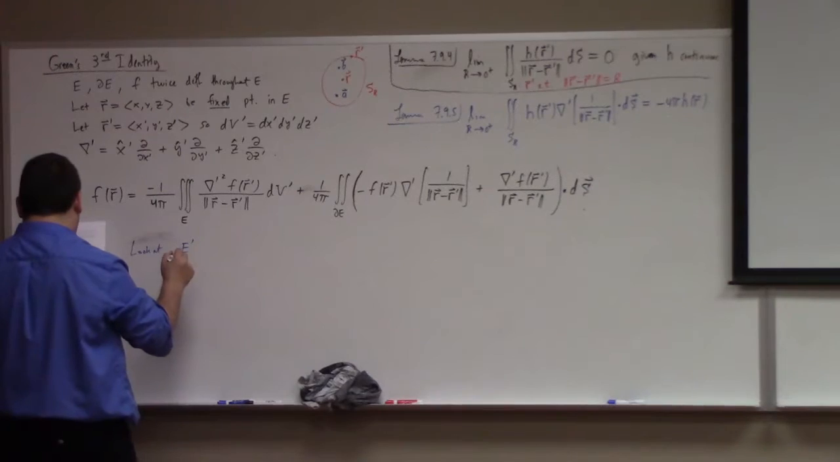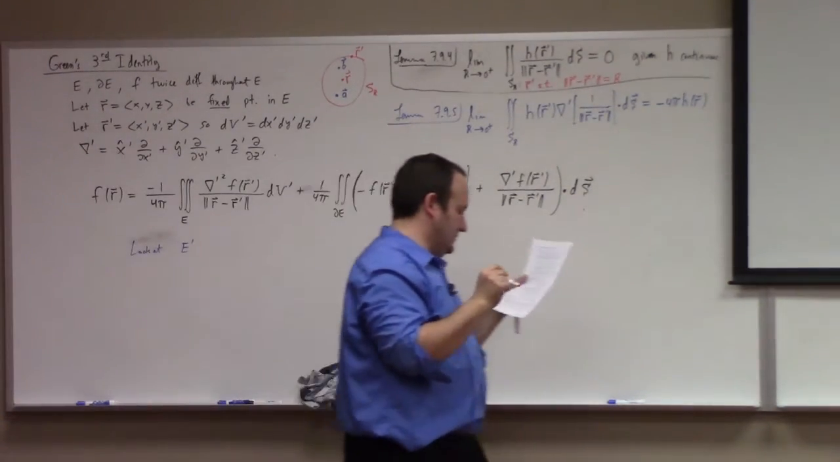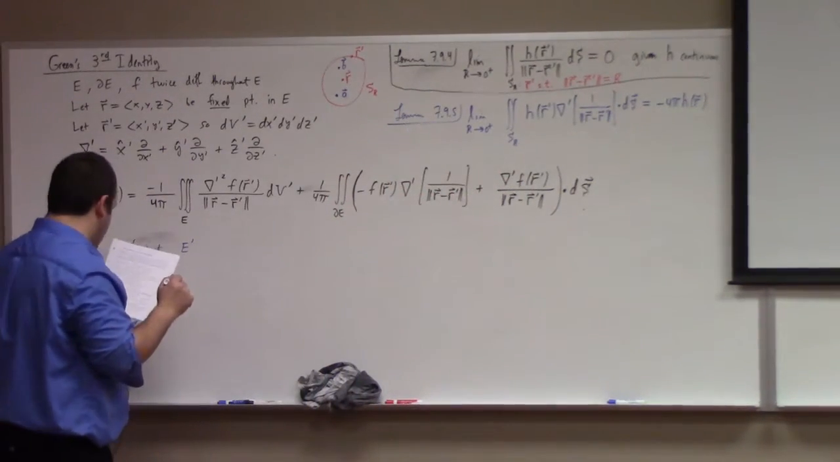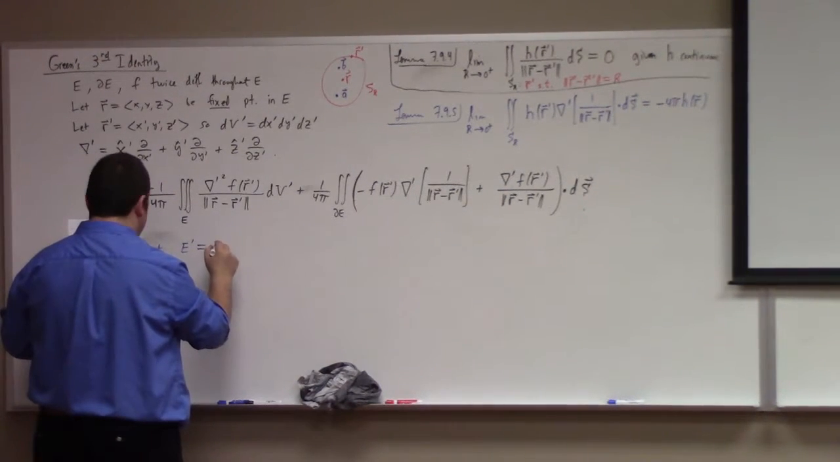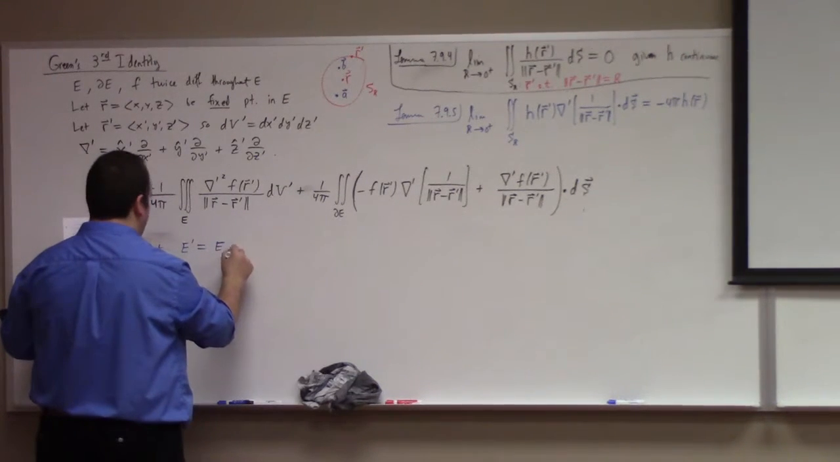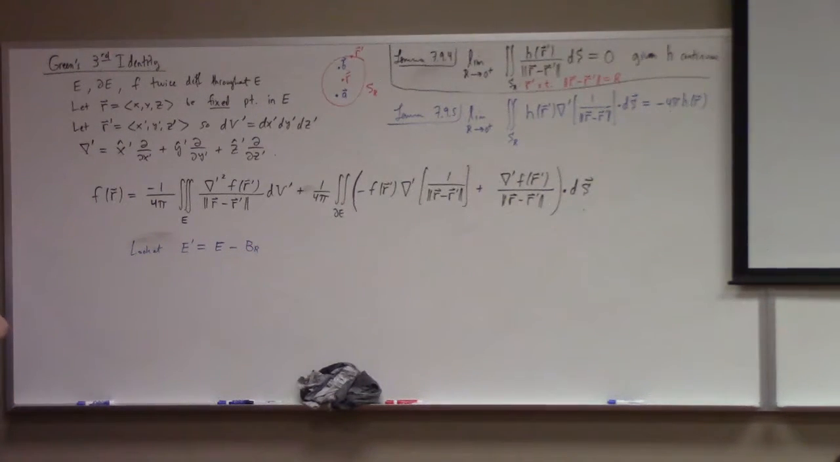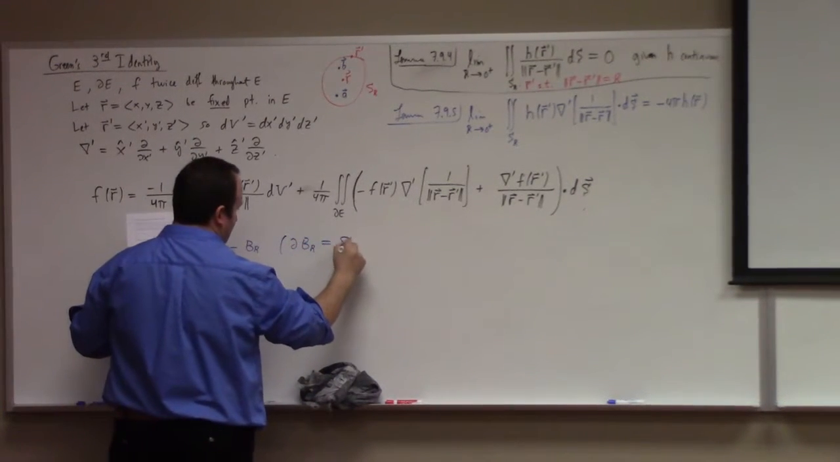which is actually not the E prime I talked about over there. It's not the same E prime. This E prime is E minus the ball of radius r, where BR is the closed ball of radius r, which takes as its boundary SR. So the boundary of BR is equal to SR.